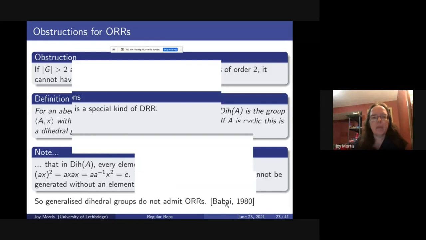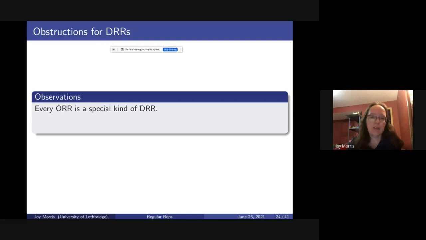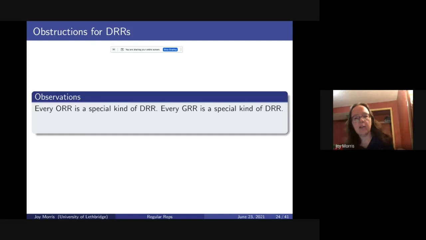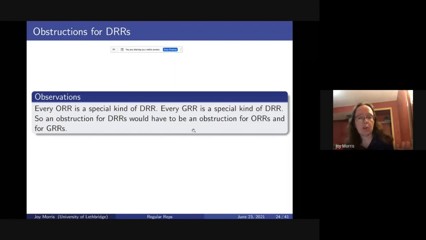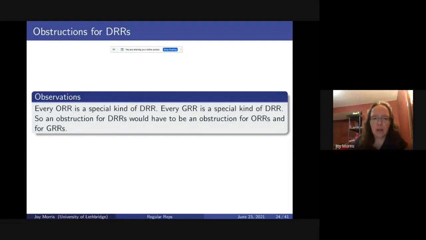So oriented regular representations are special kinds of digraphical regular representations because oriented graphs are special kinds of digraphs. Also, GRRs are special DRRs because graphs are special kinds of digraphs. So if we want to think about what could be obstructions for having a DRR, it would have to be an obstruction from having an ORR, and it would have to be an obstruction from having a GRR. And certainly the examples we've seen that are obstructions for either are not obstructions for both. There's no overlap in those classes of groups that I've talked about. And in fact, there are no general obstructions that keep us from having digraphical regular representations.